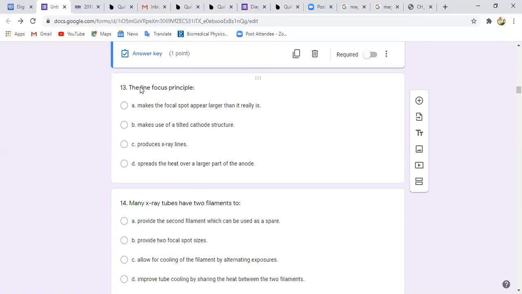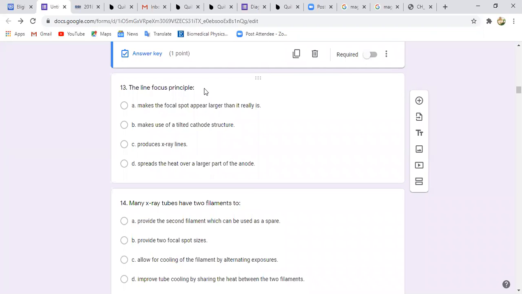So the line focus principle actually also helps in improving spatial resolution. That's one of the merits of the line focus principle. But the major one is spreading the heat over a larger part of the anode because of that angulation. Maybe I should just have a picture.